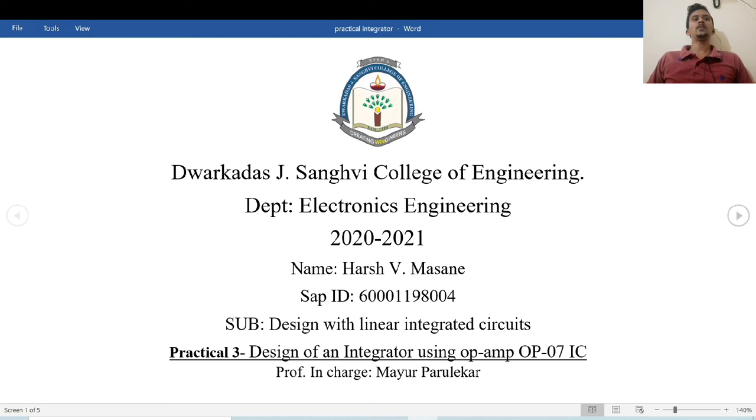600011980004. Today I am going to present my third DLSC practical, that is design of an integrator circuit using op-amp. For this I am going to use OP007 IC.